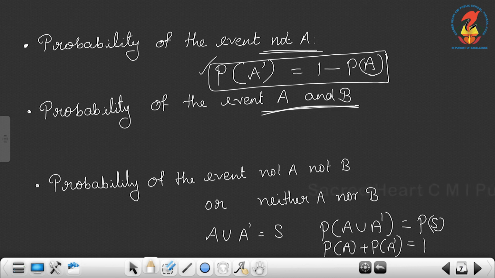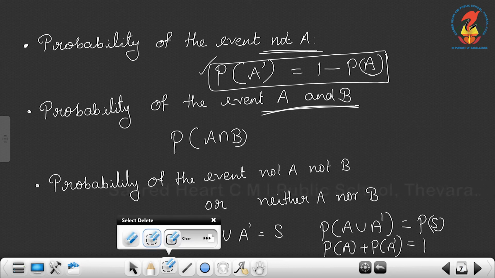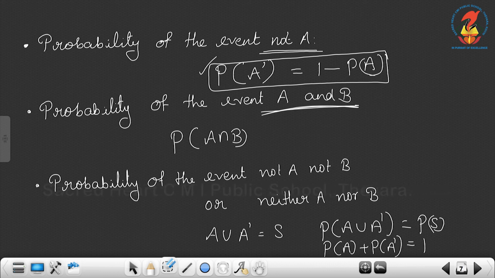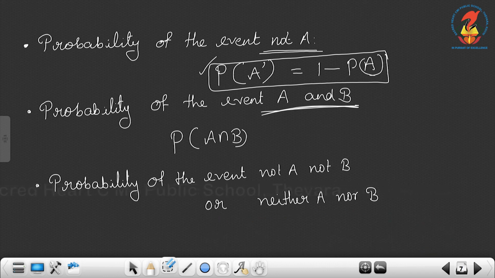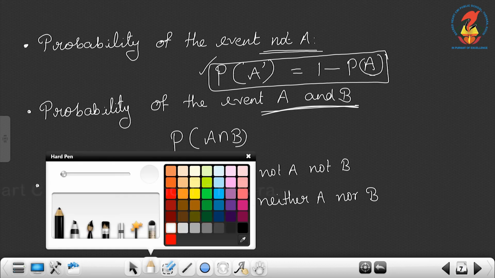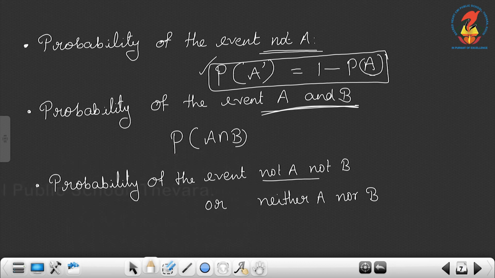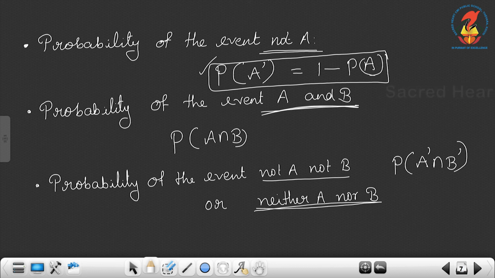Then A and B, what is the notation? A intersection B. So the probability of the event A and B means P of A intersection B. Now, how to denote the probability of the event not A and not B? Not A is A dash, not B is B dash, with the intersection symbol in between. That is the same as neither A nor B. That is P of A complement intersection B complement.